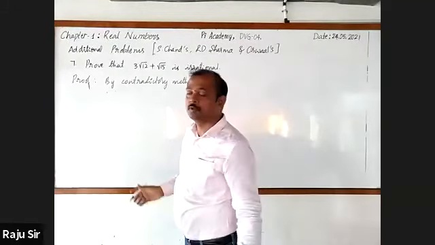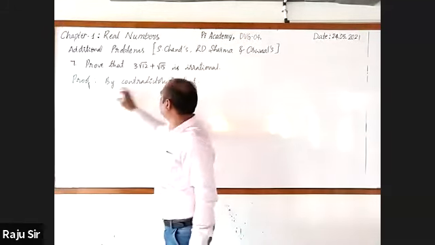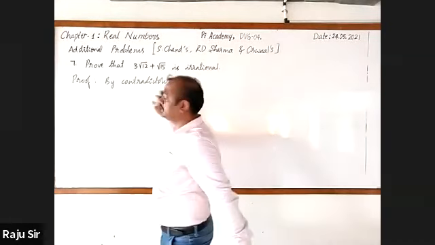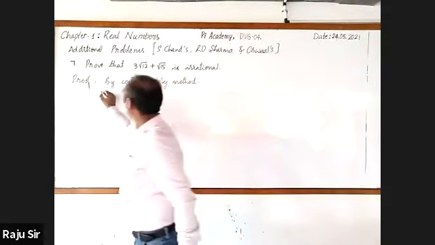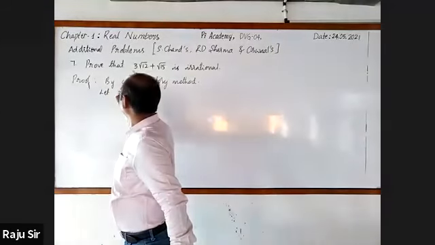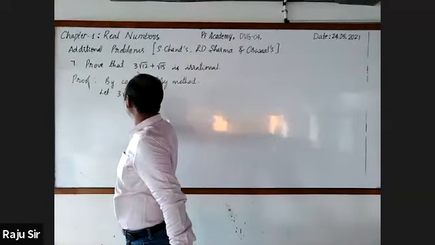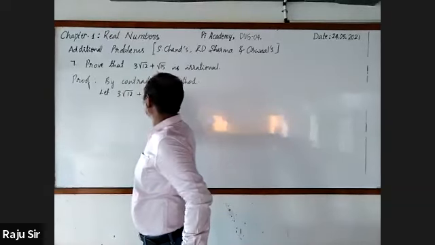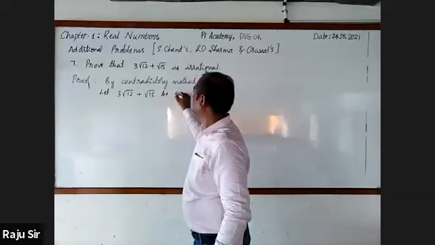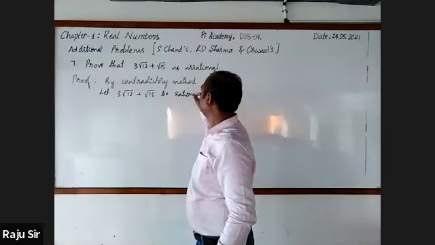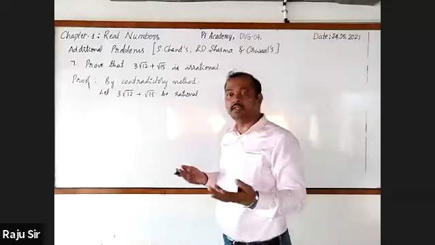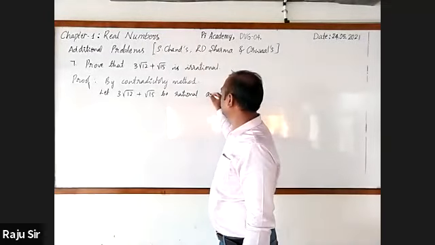Right. Prove by the contradictory method. Next, 3 root 12 plus root 15 is a rational number. You may assume that rational number as m, x, y, whatever it is. Let's say a this time.